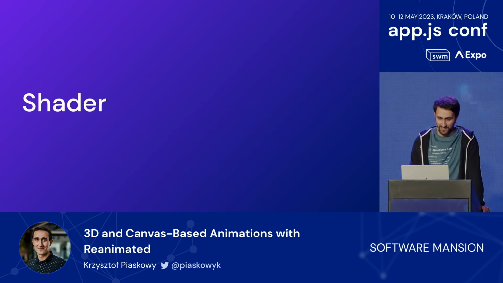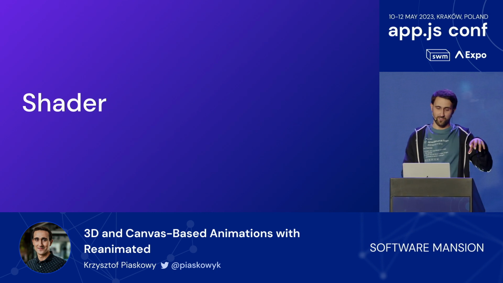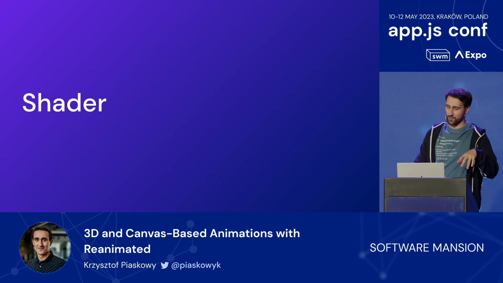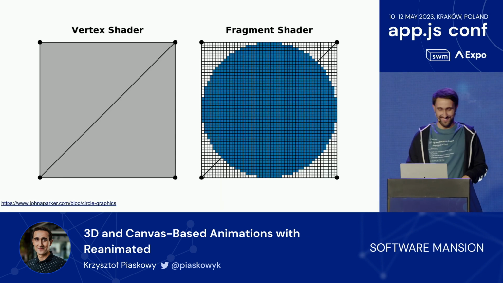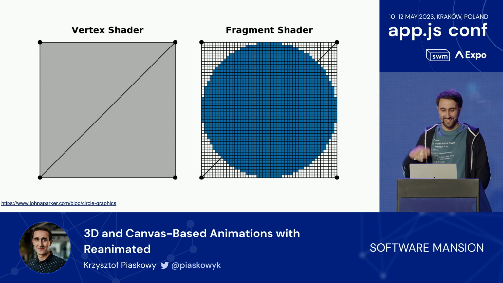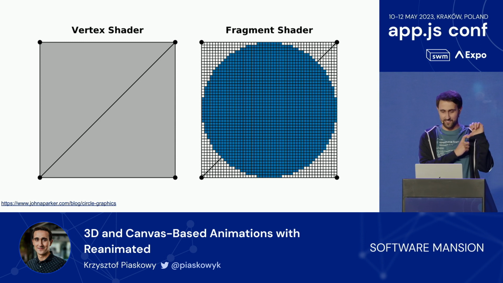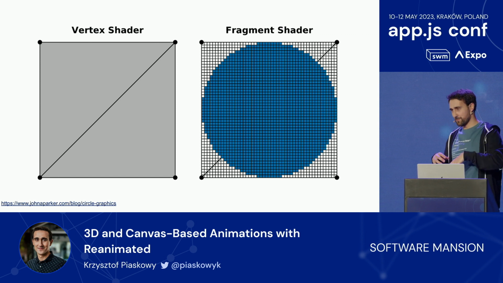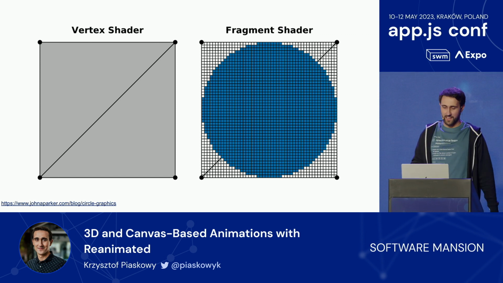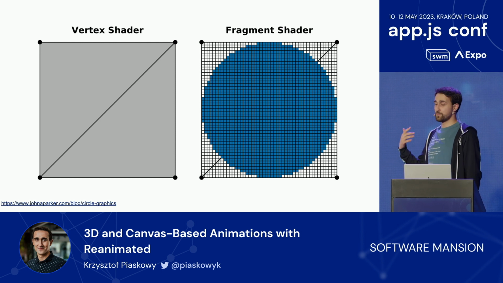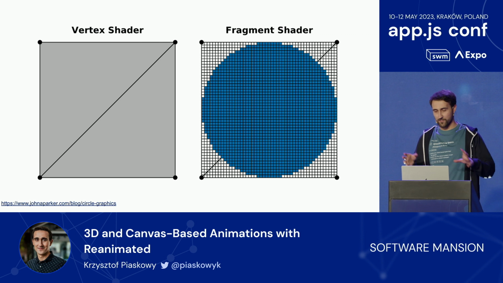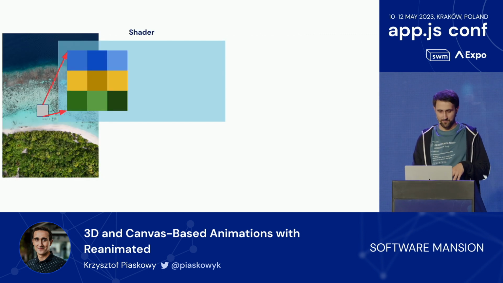So basically, a shader is a small program that is running directly on your GPU. Basically, there are two main types of shaders: vertex shaders that calculate the position of elements or triangles, and fragment shaders that compute the color for each pixel. But for simplicity, let's focus mainly on fragment shaders.